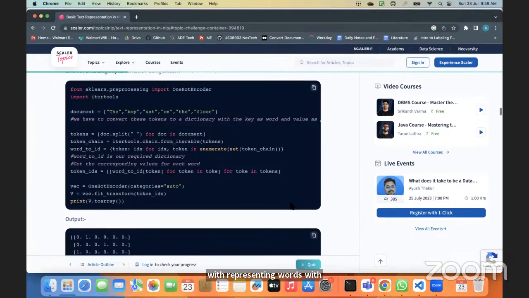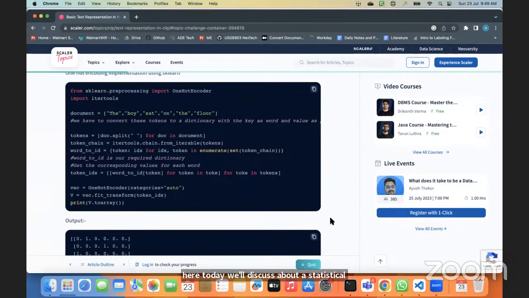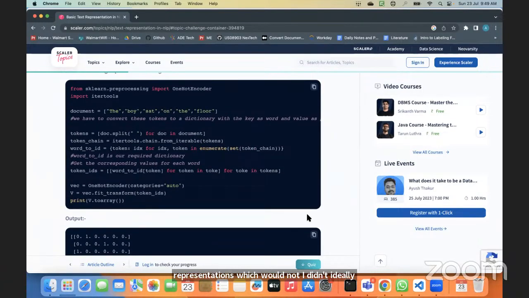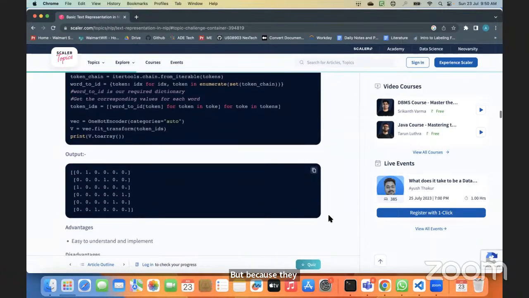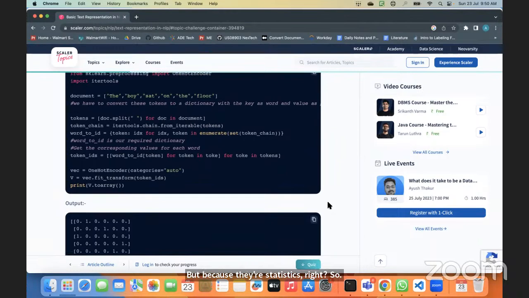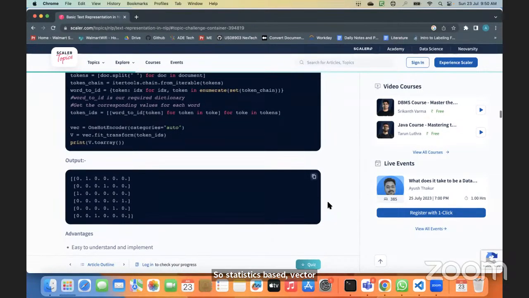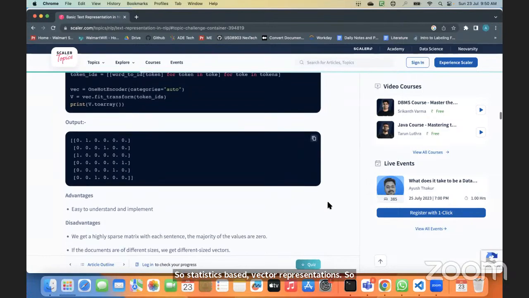But today we'll discuss statistics-based representations, which would not ideally represent meaning, because they are statistics, right? And I think this is what you'll be doing in your project. So, statistics-based vector representations: basically one hot encodings and term frequencies. We'll just go through that.